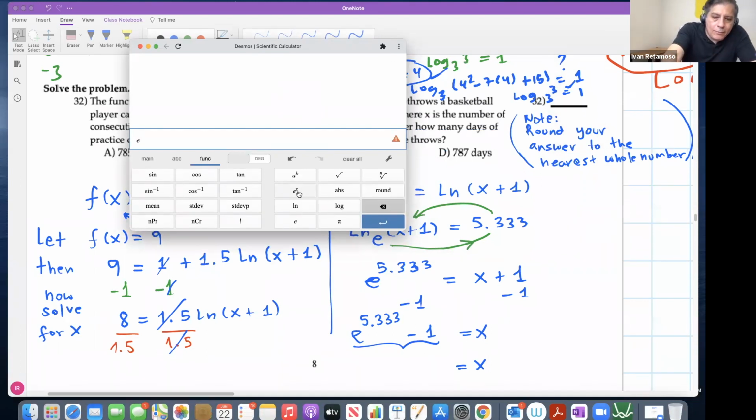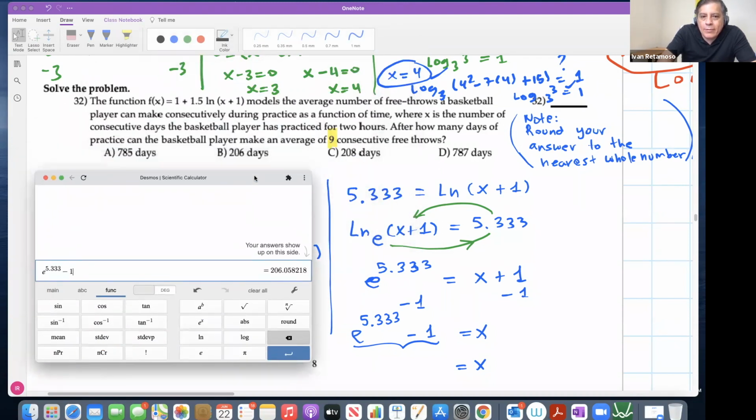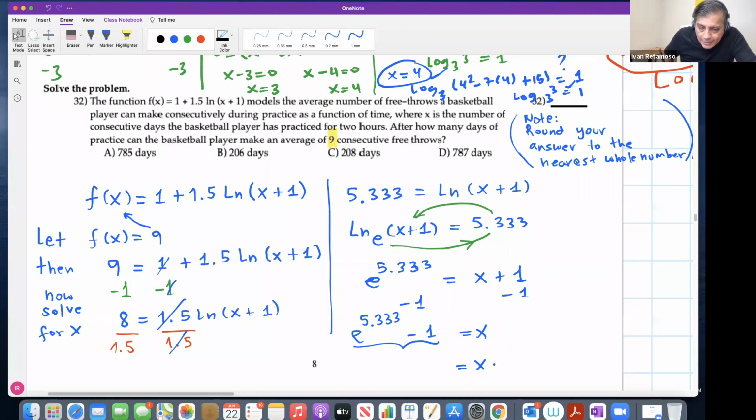E raised to 5.333. Come out of there, minus 1. It gives me 206.05. They are asking me for a number of days, right? So I should round it to the nearest whole number. This rounded to the nearest whole number is clearly just 206, right? So let's write that, 206 there, rounding this to the nearest whole number.